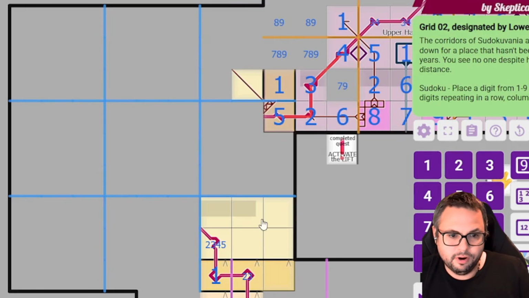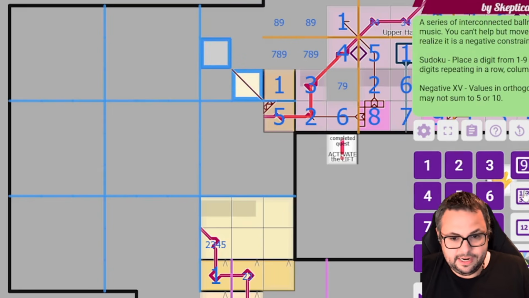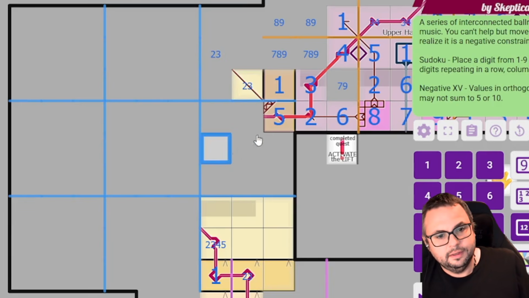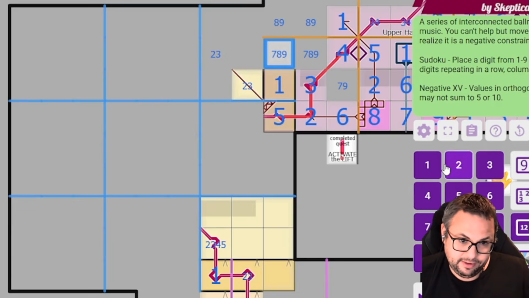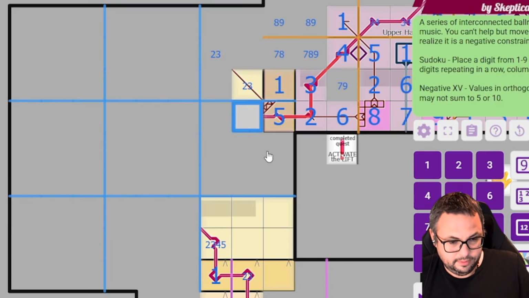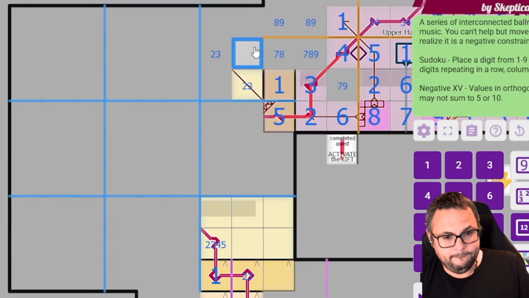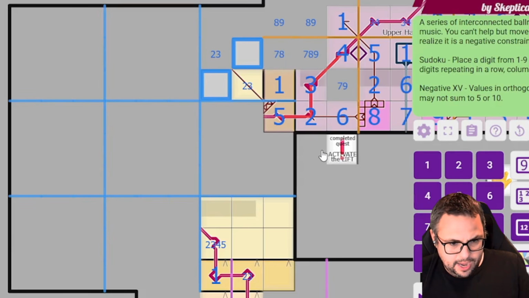Yeah, so these two are a minimum of 5, so they need to be 2, 3. This one can't be a 9 because it's next to a 1. Neither of those are 7 or 8. I don't know quite what to do with that. I'm sure we'll figure it out eventually.